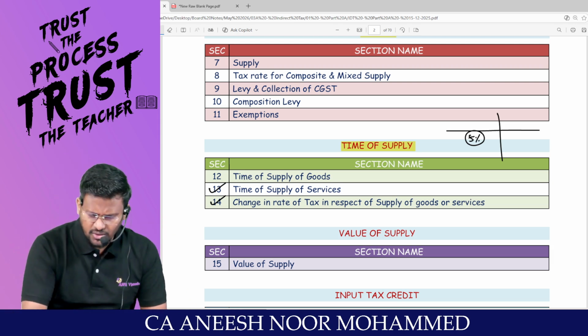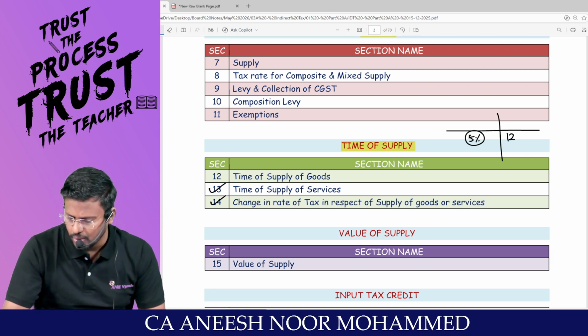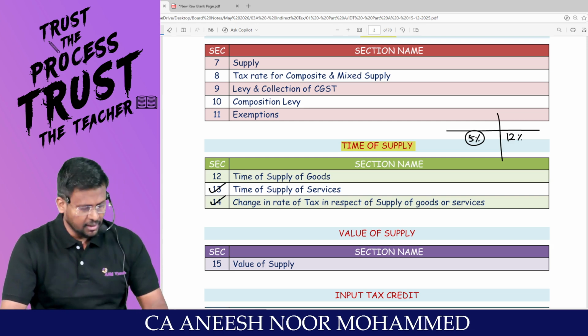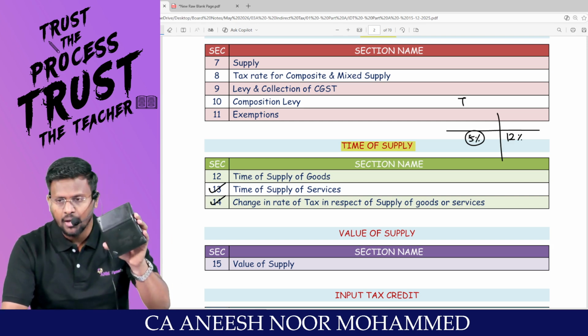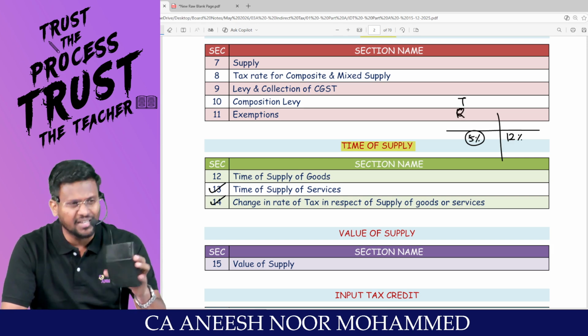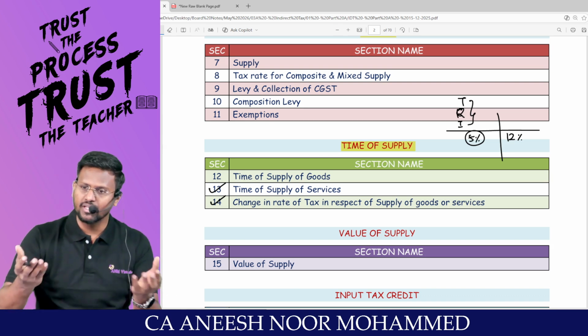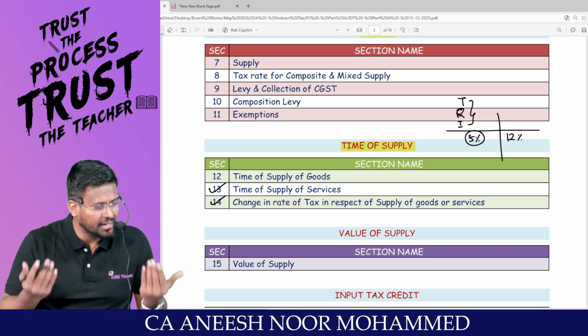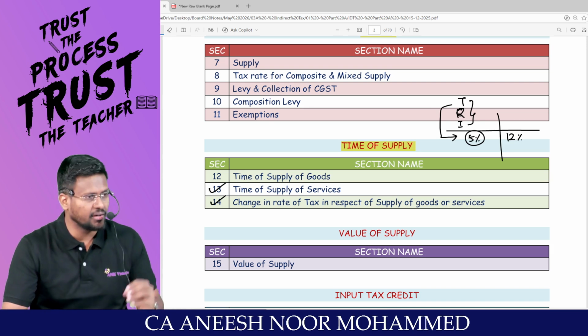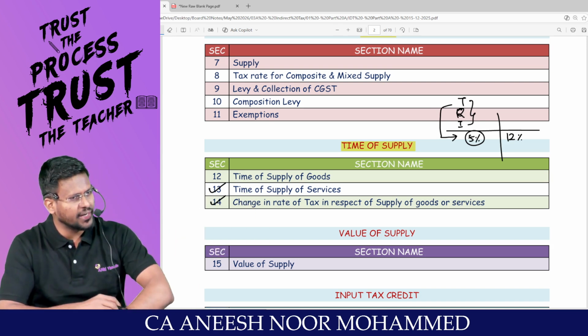My dear lovable students, I told you two rates, 5% and 12%. Example. Sir, I sold the calculator today. I got the consideration today, and I have raised the invoice today. If everything is today, then I know the rate applicable today is 5%. Then GST is liable to be paid at 5%.